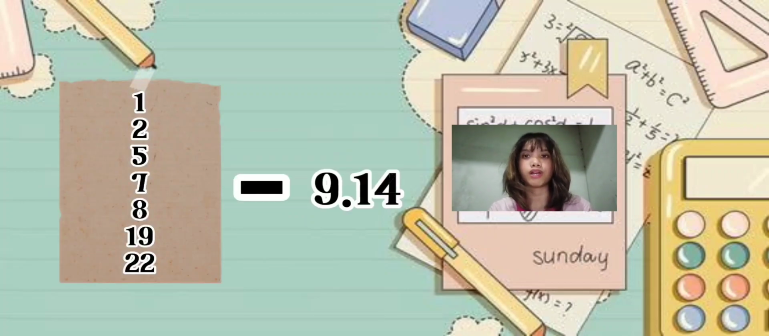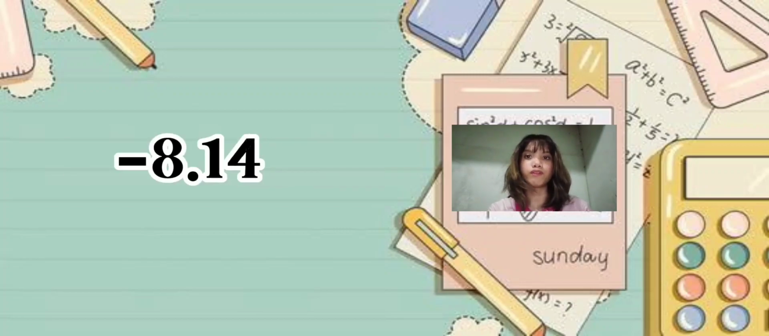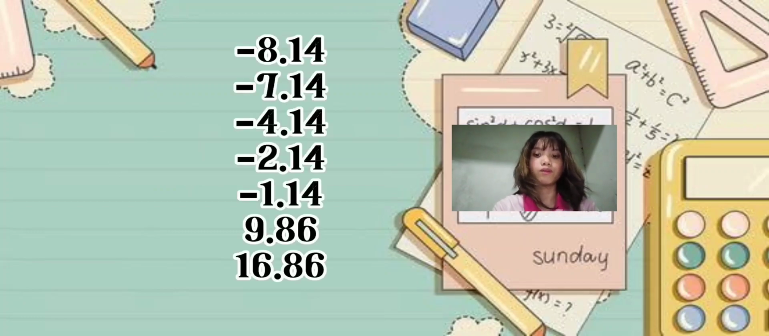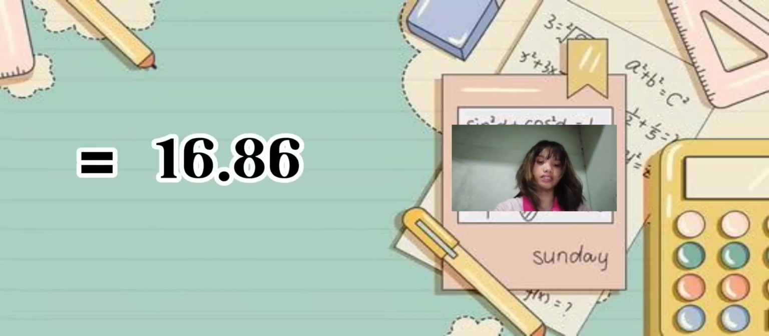9.14 is what we will use to subtract from the samples. So 1 minus 9.14 is negative 8.14, and so on. 2 minus 9.14 is negative 7.14. 5 minus 9.14 is negative 4.14. 7 minus 9.14 is negative 2.14. 8 minus 9.14 is negative 1.14. 19 minus 9.14 is 9.86. And our last one, 22 minus 9.14, is 16.86.